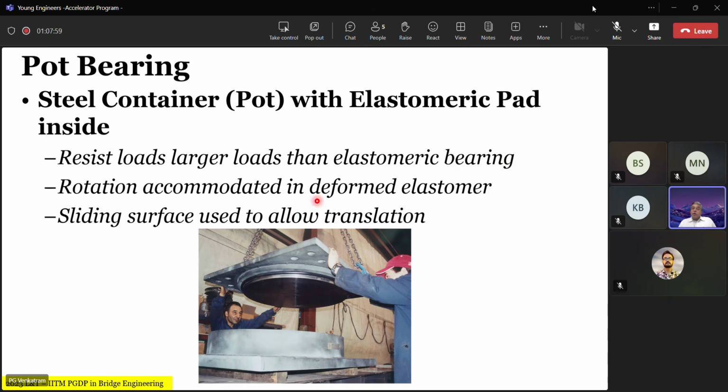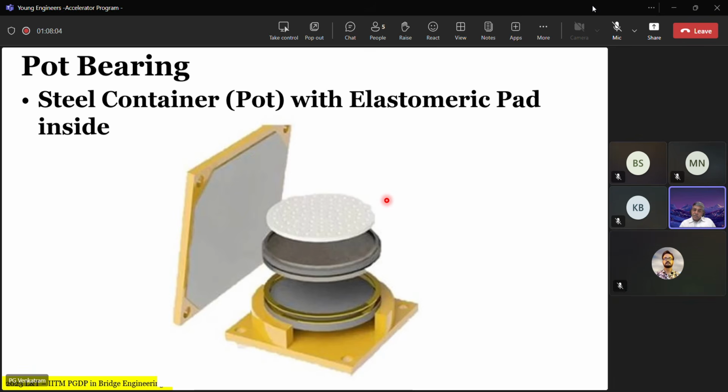The rotation is accommodated by a deformed elastomer. Here also, if you go back to it, the top and bottom, the rotation is accommodated by differential compression of this confined elastomer.